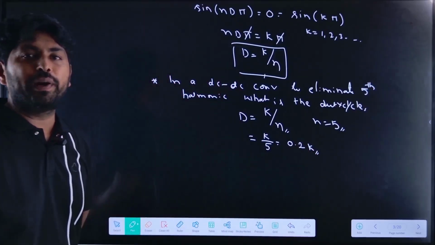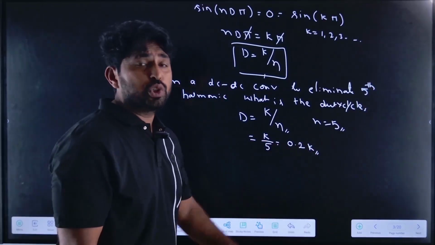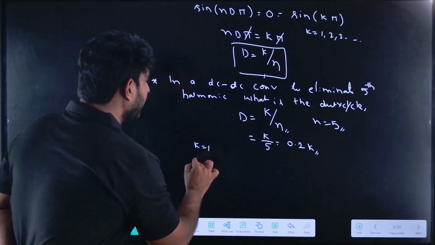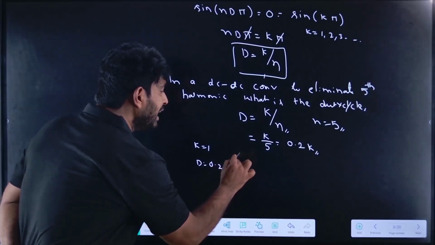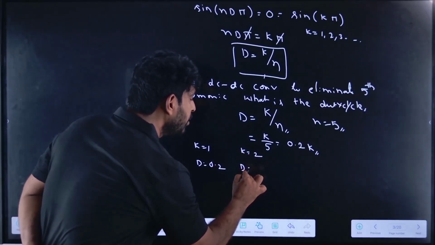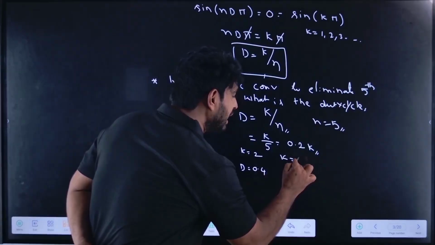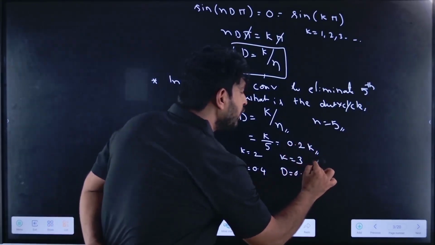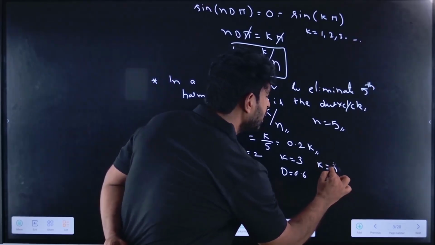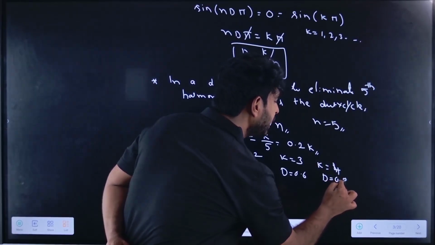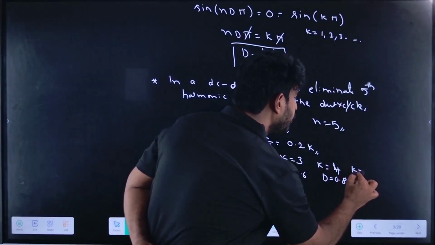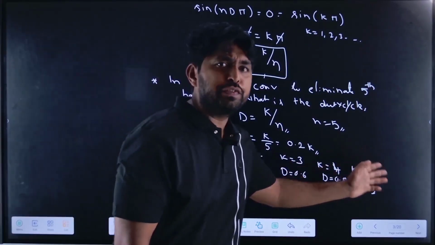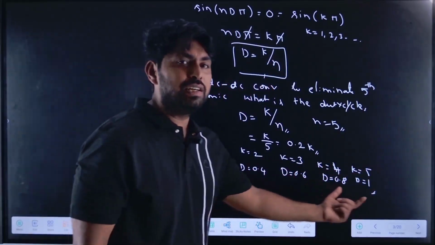Duty cycle equals 0.2 into k. I will substitute the k values. For k equal to 1, the duty cycle is 0.2. For k equal to 2, it is 0.4. For k equal to 3, it is 0.6. For k equal to 4, it is 0.8. For k equal to 5, it is 1. Can we increase further? No, because the duty cycle range is 0 to 1.